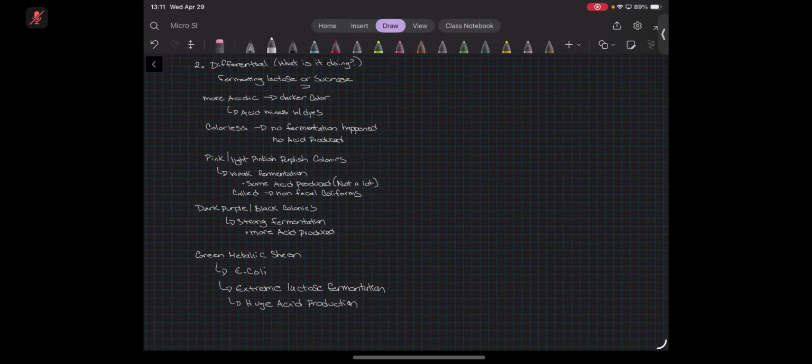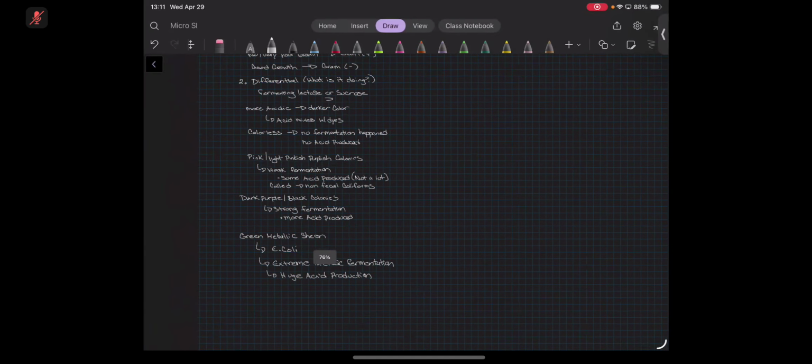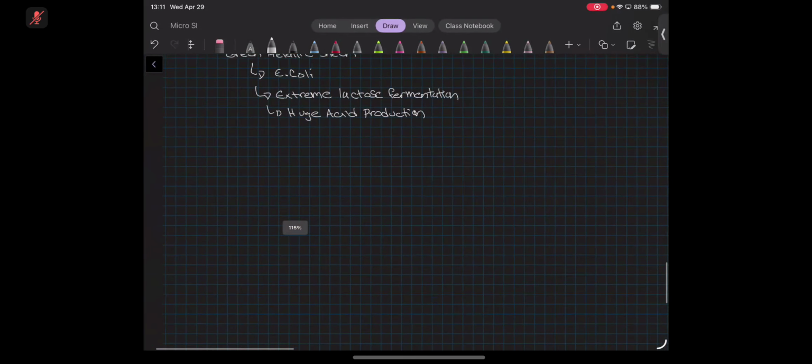So if I have a colorless colony, what does that mean? No fermentation. If I have a dark purple, what does that mean? If I have pink and purplish, if I have green, extreme, extreme. What else can be on there besides the colors and the colonies? You guys remember?